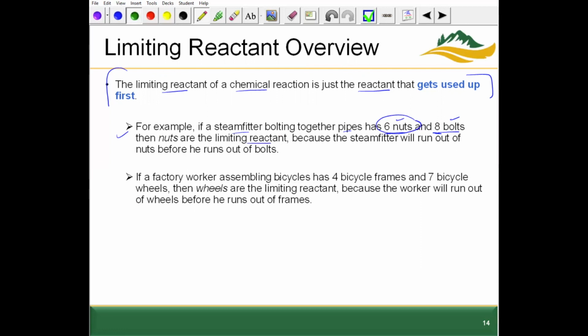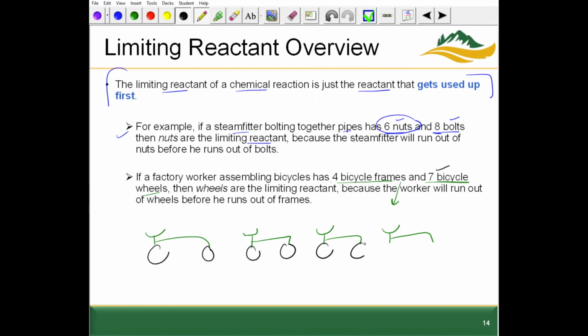Another example here with non-chemistry, we have 4 bicycle frames and 7 bicycle wheels. So now this one gets a little trickier to think about. We have 4 bike frames and only 7 wheels. So 1, 2, 3, 4, 5, 6, 7. So we have this extra frame here with only 1 wheel. So the wheels ran out first. So the wheels here in this example are our, quote, limiting reactant. Excuse my beautiful drawings here of these bikes.